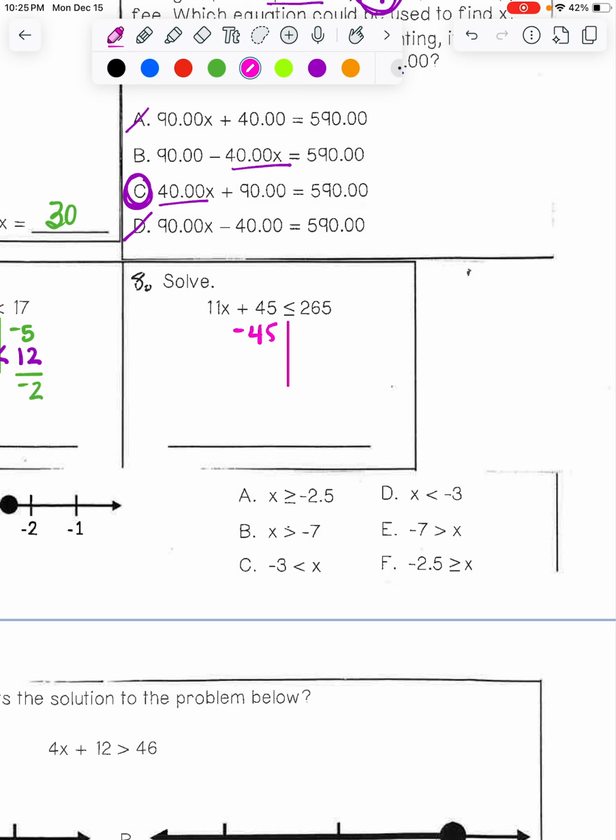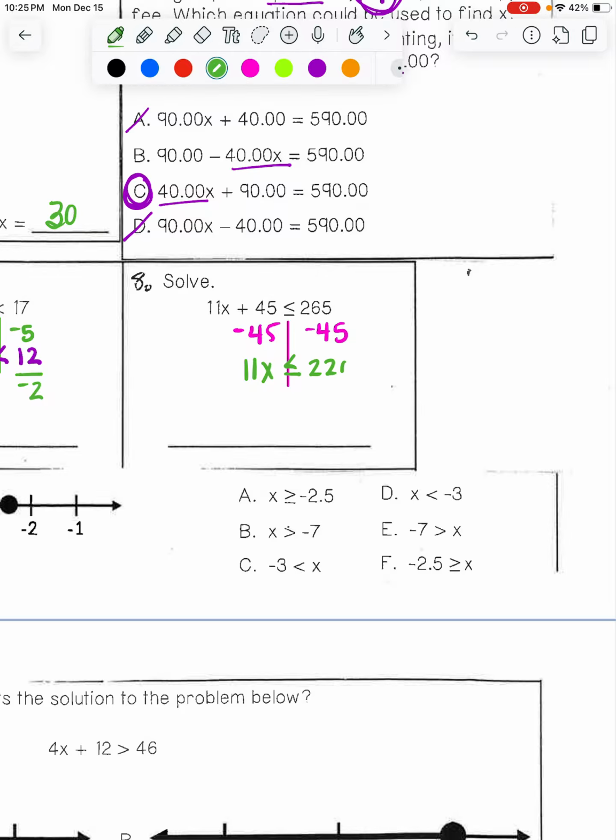Subtract 45 from both sides on this one. So this is one I have a feeling several of you would probably want to pick up a calculator on. Now, if you're good with numbers, this one's actually not so bad. You do get 11x is less than or equal to 220. So this one turns out pretty nicely.